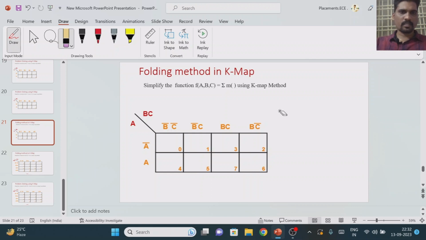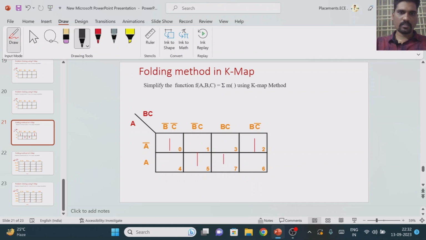Suppose, for example, let us consider one simple question. We have some minterms, this is one minterm, this is another minterm, like this, then this one. Now we need to perform the minimization operation.